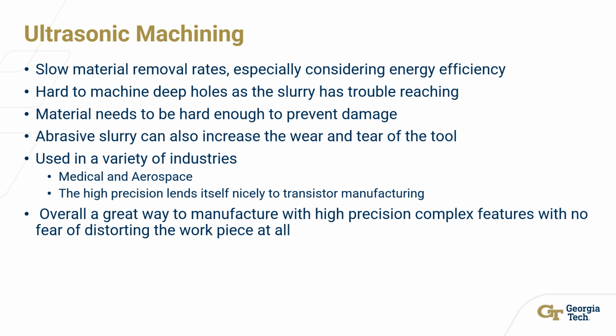The standard method with a slurry often has a tough time digging deep holes. You can only really use it on harder materials in order for them not to be damaged, and the tool also needs to be replaced and maintained a lot because of the intensity of the contact between the two parts. But it's been used in a variety of industries like medical and aerospace, and because of how precisely you can produce parts, it's a very good method for transistor manufacturing because transistors have gotten smaller and smaller. Overall, it's a great way to machine high precision, complex features, and you can't really distort the workpiece at all with this method.